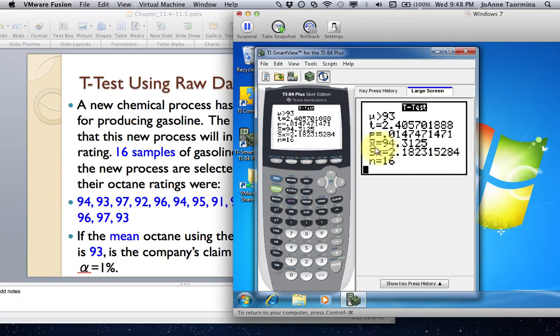Okay, a couple things we have to note. The p-value, 0.0147 when rounded to 4 places. The sample mean, 94.31 when rounded to 2 places. And the sample standard deviation, 2.1823 when rounded to 4 places.